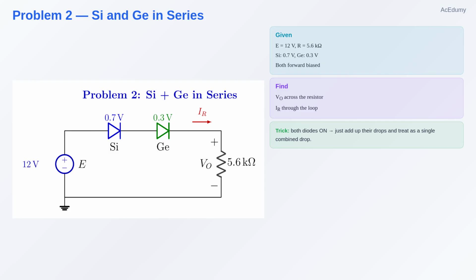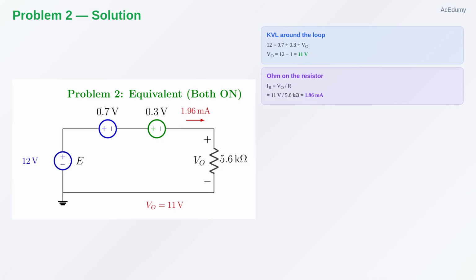The trick here is recognizing that since both diodes are on, we can simply replace each one with its forward voltage drop. And then it becomes plain old algebra. Apply KVL around the loop. 12 volts must equal the silicon drop plus the germanium drop plus VO. 12 equals 0.7 plus 0.3 plus VO. Combine the diode drops. 0.7 plus 0.3 is 1 volt. Solve for VO. 12 minus 1 equals 11 volts. VO equals 11 volts. That is our first answer.